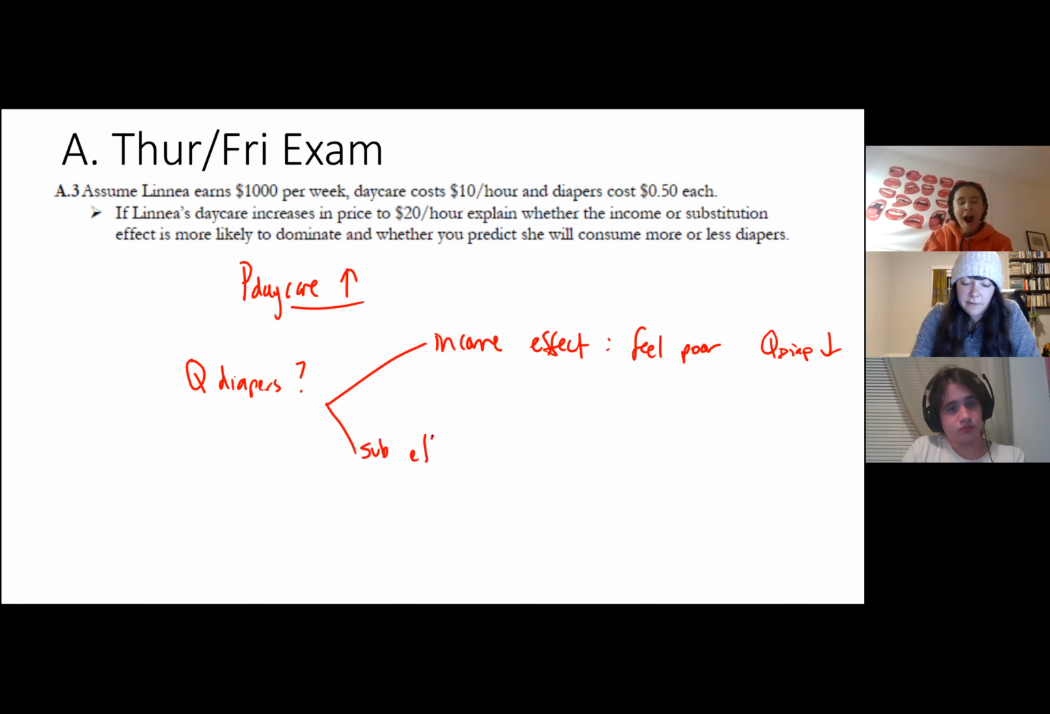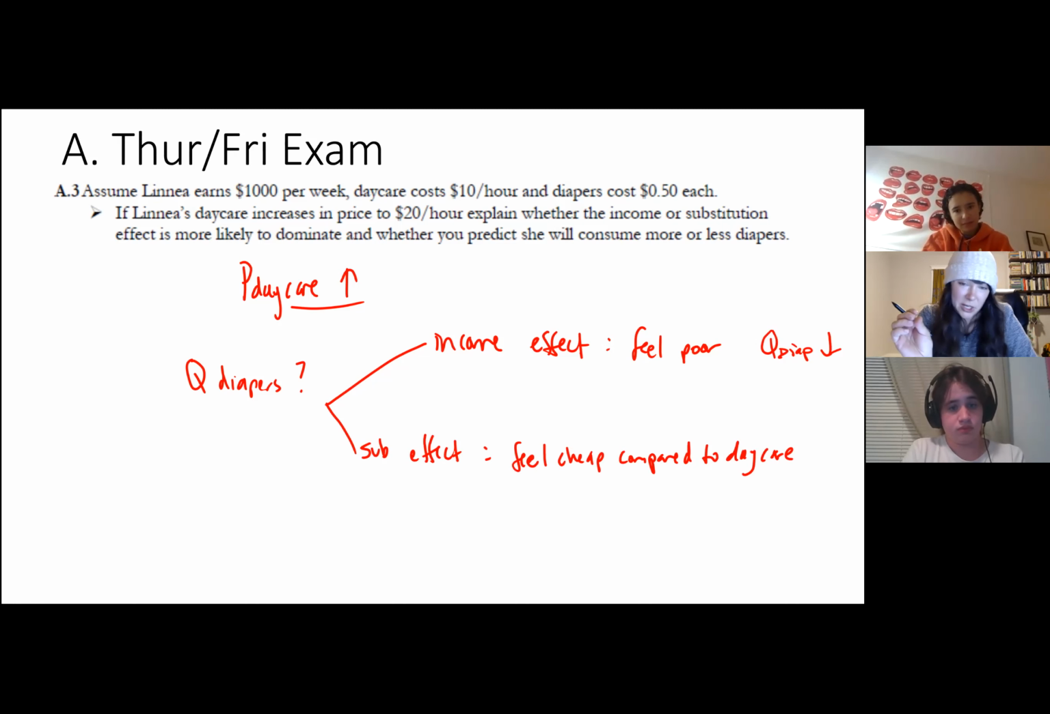The substitution effect is the fact that diapers feel cheap compared to daycare. So the other good got more expensive, then the good that stayed the same is going to feel cheap relative to the other good. Diapers are already really cheap compared to daycare, and they're not very close substitutes. So things where they're not close substitutes, the substitution effect is not going to be very powerful. It's not like you think, should I take my kid to daycare or should I wrap them in 20 diapers? Same thing, right? They're going to be equally happy either way.